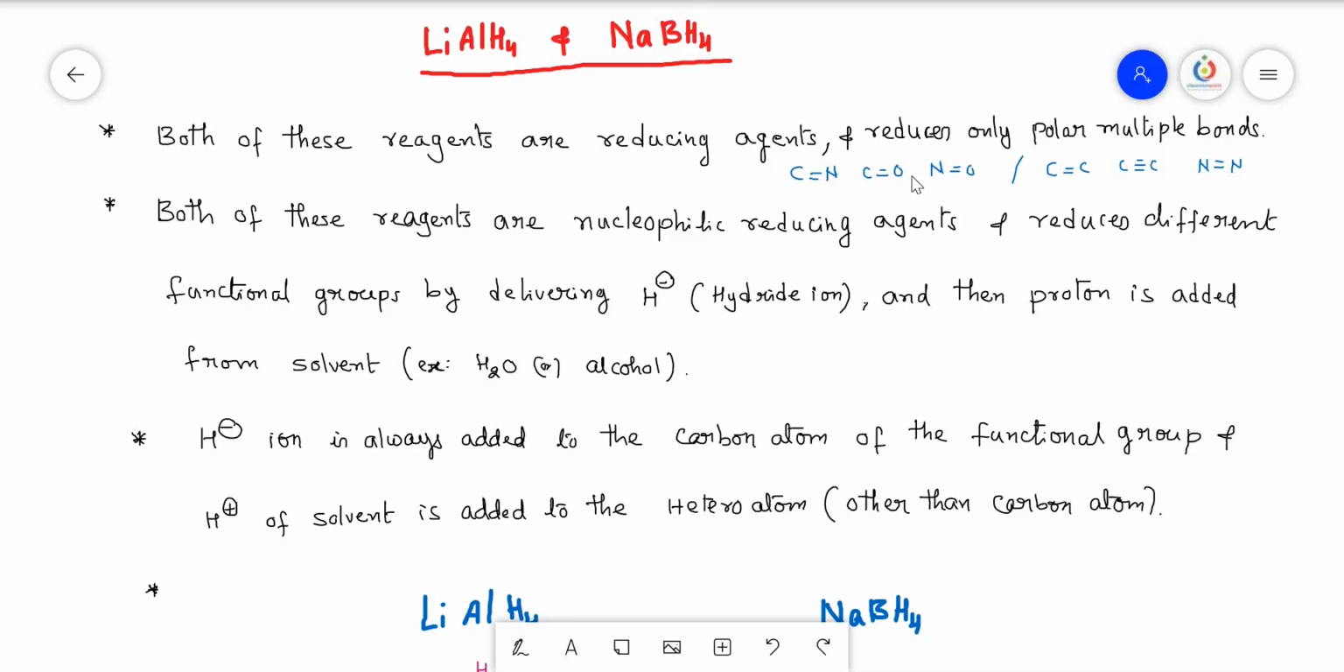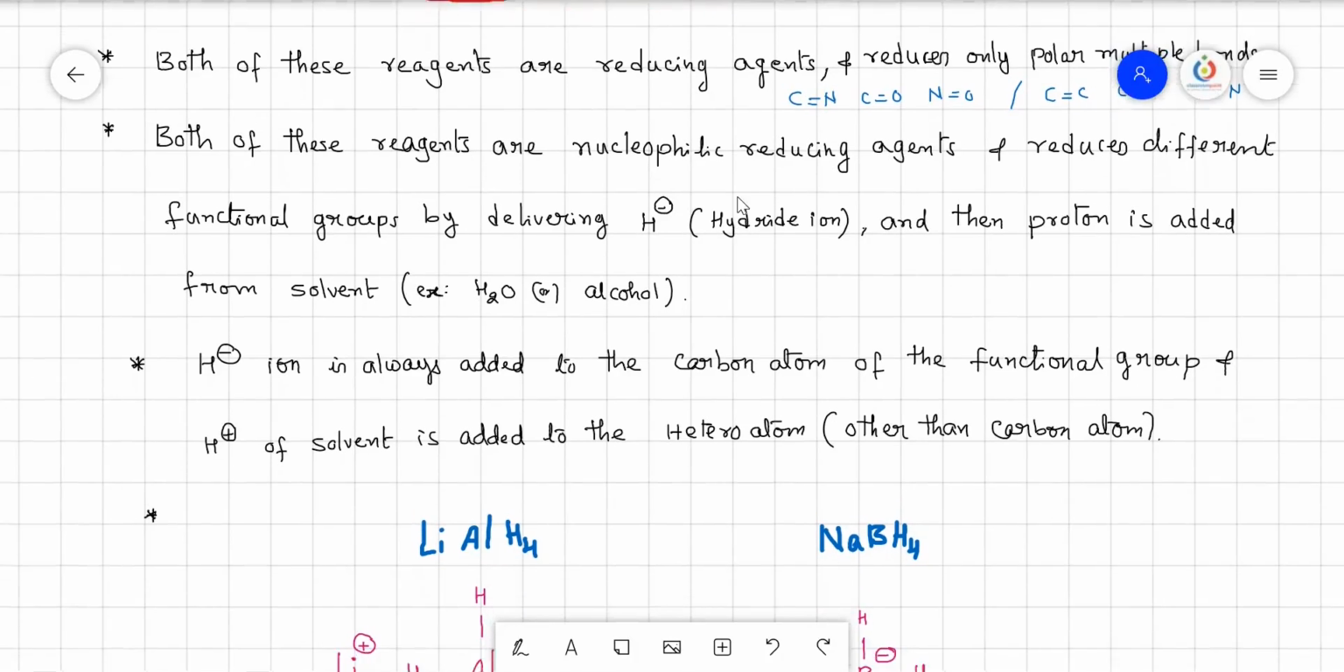So if you see any of these functional groups, particularly C=O, carbon gets the partial positive charge, oxygen gets the partial negative charge. So H⁻ ion preferably attacks the less electronegative atom of the multiple bond, usually carbon, so that the pi bond will be shifted over to the oxygen, and then protonation takes place from the solvent. In this sense, whichever is the more electronegative atom, that gets the H⁺ ion from either water or alcohol, which we shall see in the coming discussion.